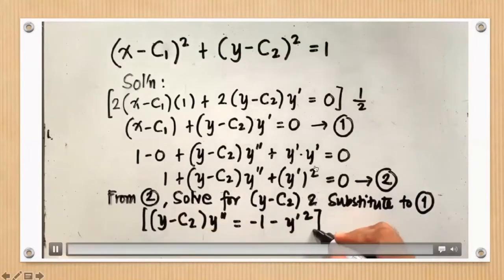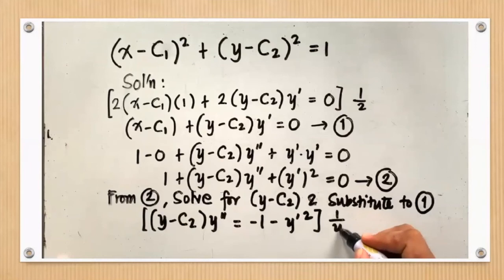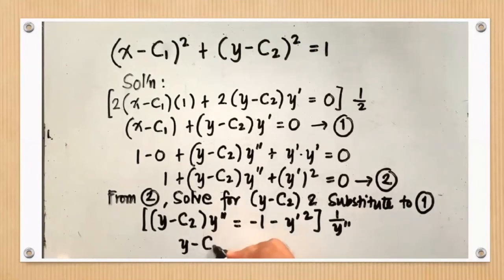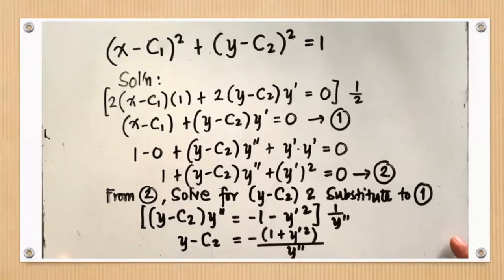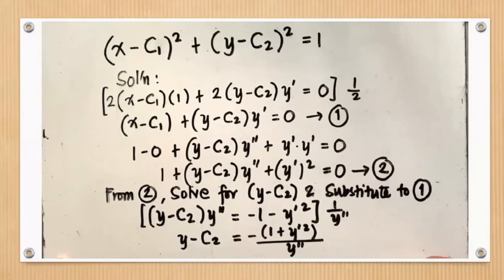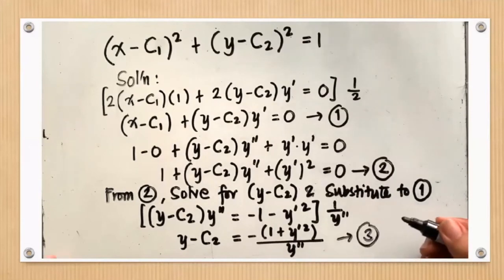Now, solving for y minus c sub 2, kailangan natin matanggal yung y double prime there. That's why we divide both sides by y double prime. Now, we have y minus c sub 2 equals, since common yung negative sa dalawang terms natin, so factor out negative, we have 1 plus y prime squared all over y double prime. Adjust ng konti. So this is now our equation number 3. Yung result natin dito, we will substitute this dun sa equation number 1 para ma-solve natin yung x minus c sub 1.